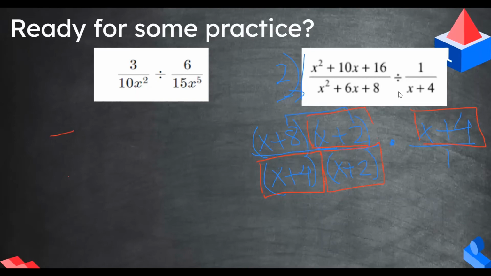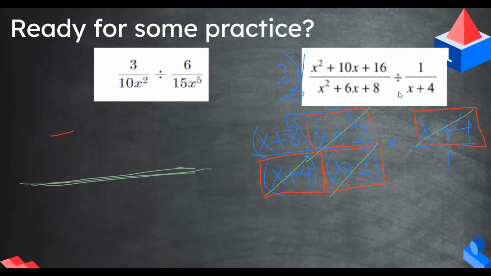Okay, so I have common factors for x plus 2. So boom, boom, cancel them out. X plus 4, I cancel them out. And whatever I'm left with, I multiply that across. You multiply them horizontally, right?